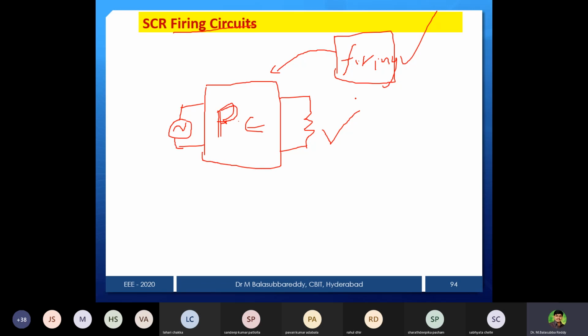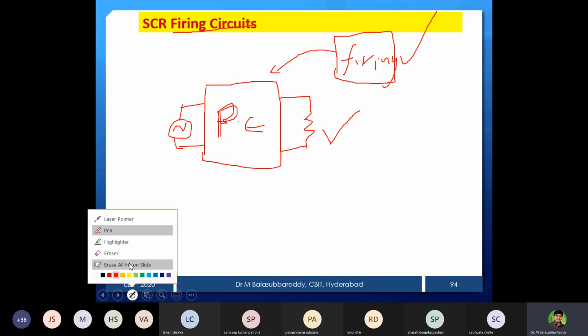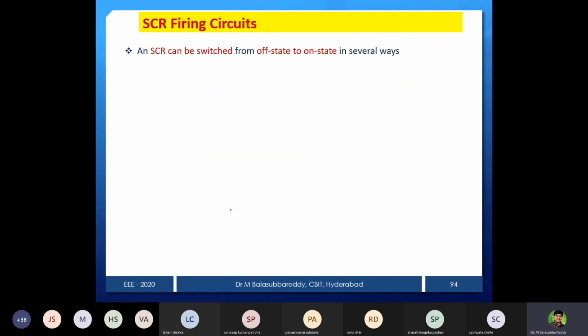That triggering circuit should not be for only one instant; whatever instant you want to fire, at that particular instant you should be able to give the firing pulses. So that is going to be the firing circuit. Now we'll see the different schemes and methods to give the firing pulses to the SCR. That we'll see one by one.